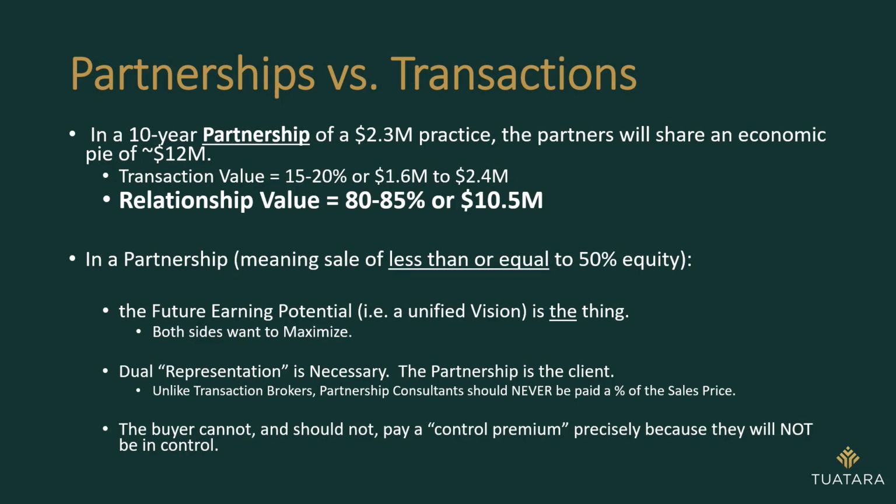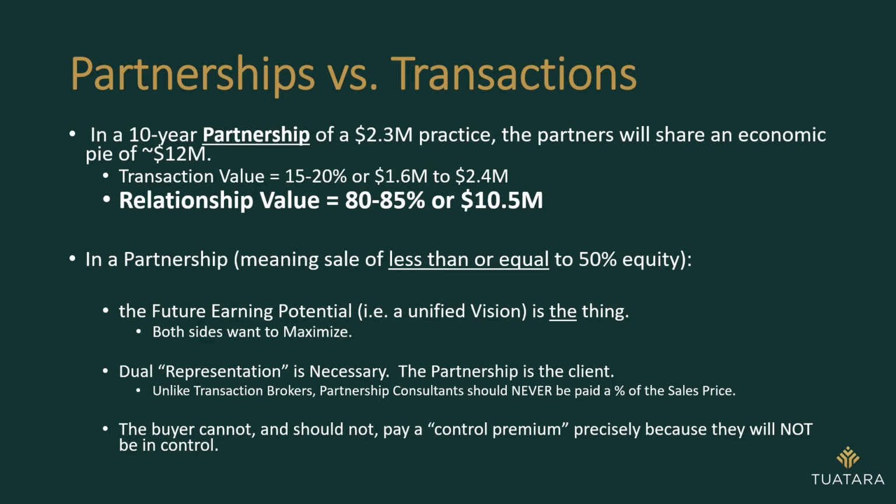And then the buyer cannot and should not pay a control premium precisely because they will not be in control. So in contrast to a 100% sale or majority sale, where the buyer has the right to change the practice as they see fit, and oftentimes buyers believe or they're optimistic they will be able to significantly improve the practice, that opportunity is not being offered to a partner.